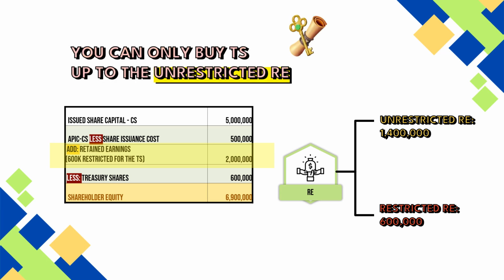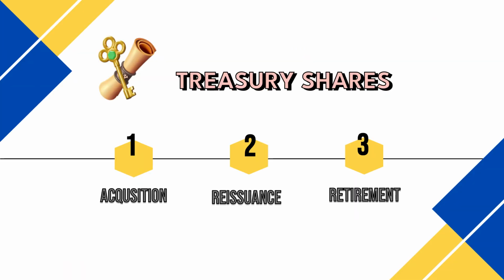So again, just to reiterate, you can only buy TS or treasury shares up to the unrestricted retained earnings. So pag binigyan ko kayo ng example where I stated na may 3 million na total RE, 1 million is restricted, the answer would be 2 million yung unrestricted. That's the amount that you can use to buy treasury shares. Now, in this particular example, 1.4 na lang yung allowed for you to be able to buy additional treasury shares for the next period. So, in the second half of capital stock, we will just focus on 3 major concepts.